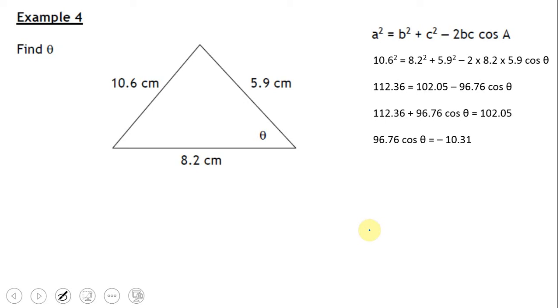Then divide both sides by 96.76, so we get that cos theta equals minus 10.31 all over 96.76, and then cos inverse to find theta. So theta equals cos inverse of minus 10.31 over 96.76, and this gives us 96.1 degrees to three significant figures.